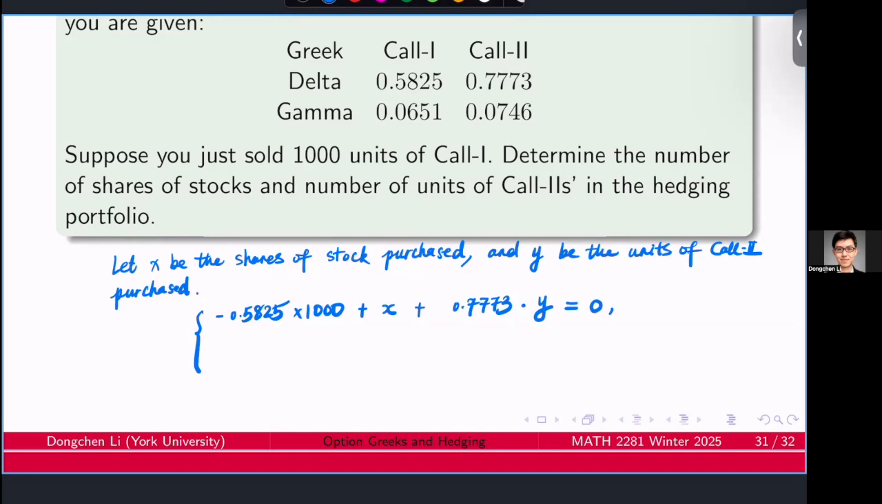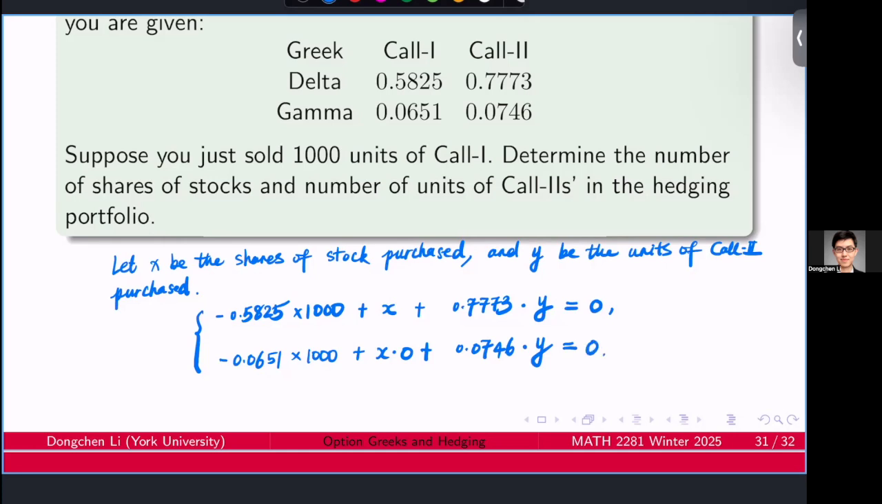Our second equation means we want gamma neutral for the portfolio. The gamma of your short position in 1,000 units of call 1 is negative 0.0651 times 1,000. As I mentioned many times, the gamma of your long stock is 0, so by adding stock, you're just adding 0 gamma to the portfolio. But the gamma of call 2 is in fact positive, 0.0746. Then you multiply that by the number of units, which is Y. Your goal is to make it 0.